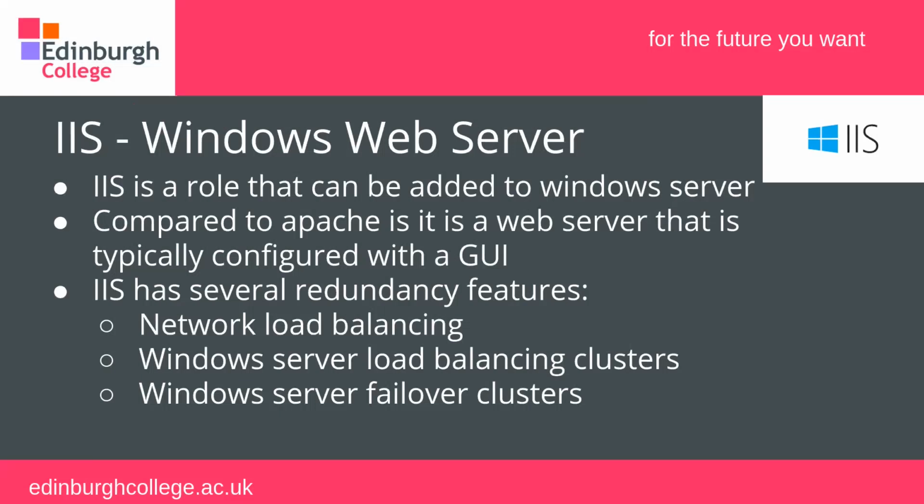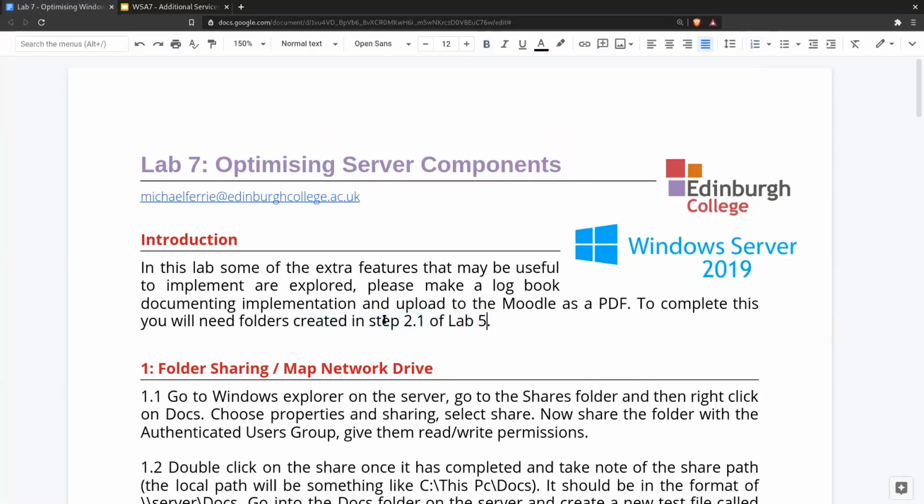Once again, this is very easy to set up. We would just go manage, add roles and features, tick IIS, go through the wizard, and it would be added as a role to the server. You may have to go back to Lab 5 and look at step 2.1, because there were some folders we created there. A folder called shares, for example, that we created back there.